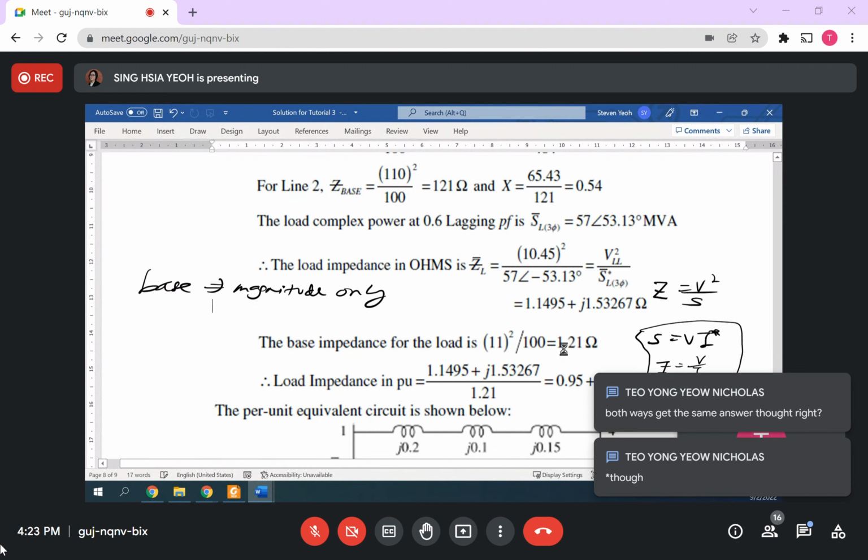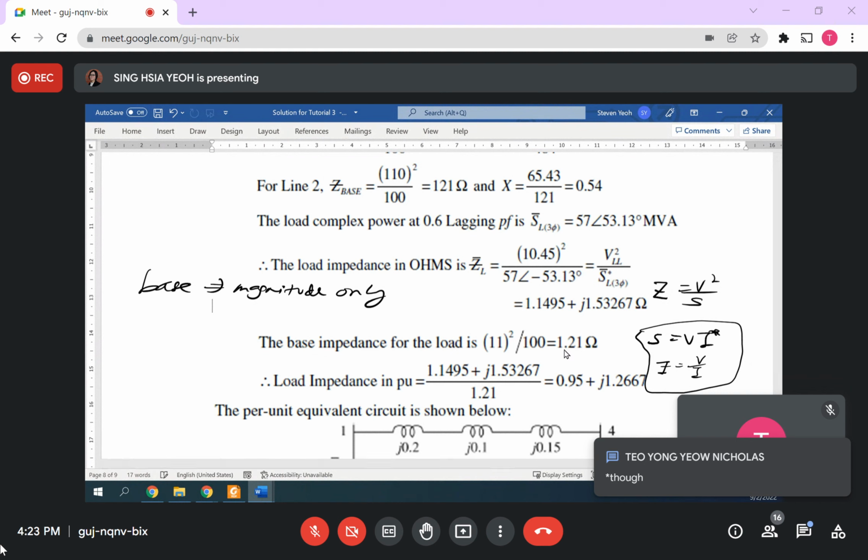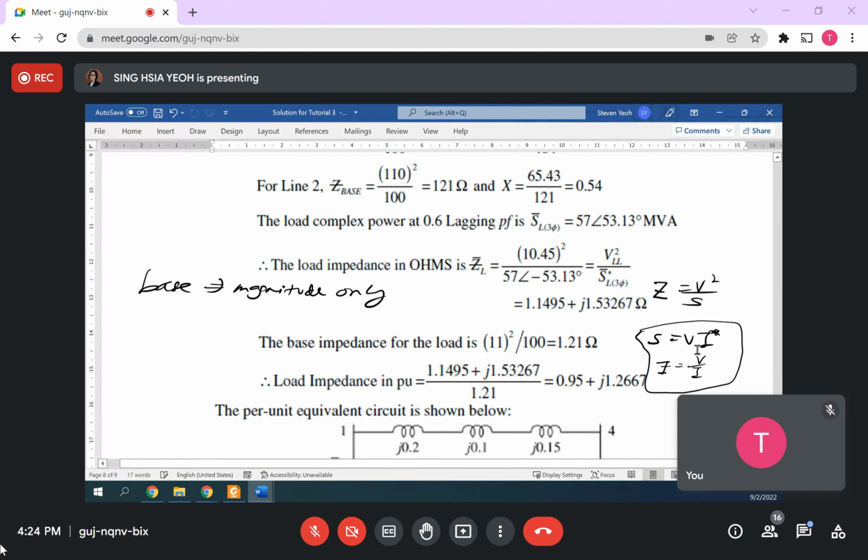But then I think what you say is correct. Yeah, base magnitude only. I haven't completed my answer. This one is actually using V conjugate and V. Although here is V squared over S, can you see the S is with a conjugate? So this answer they shortcut already.